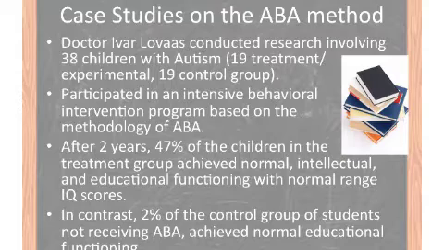Some case studies in ABA method are from Dr. Ivar Lovaas, who conducted research involving 38 children with autism, 19 with the experimental group and 19 with the control group. These children participated in an intensive behavioral intervention program based on the methodology of ABA. After 2 years, 47% of the children in the treatment group achieved normal intellectual and educational functioning with normal range IQ scores. In contrast, 2% of the children in the control group not receiving ABA achieved normal education.